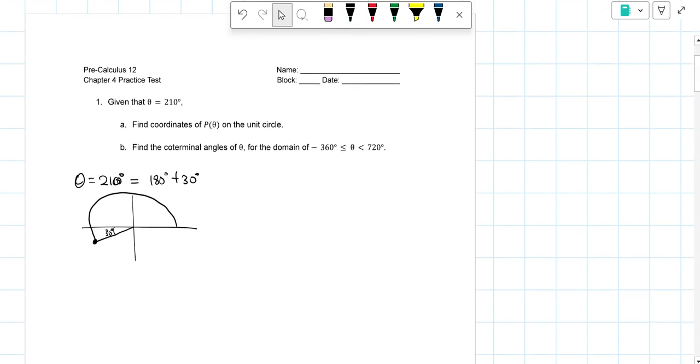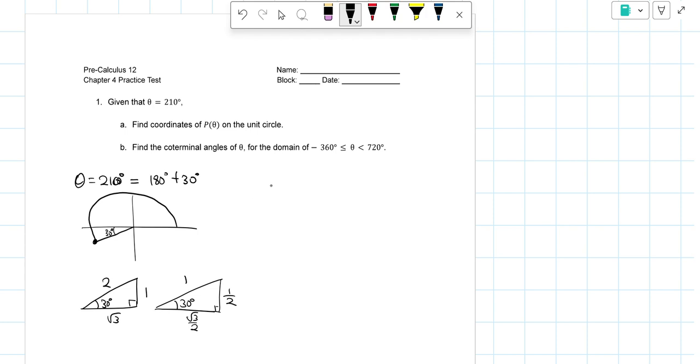Also, we can try to use the special triangle with the angle 30 degrees, given that the hypotenuse is 2, the opposite is 1, and the adjacent is square root 3. I can then redraw this triangle, a similar triangle with different length, for the hypotenuse to be 1, opposite to be 1 over 2, and adjacent to be square root 3 over 2.